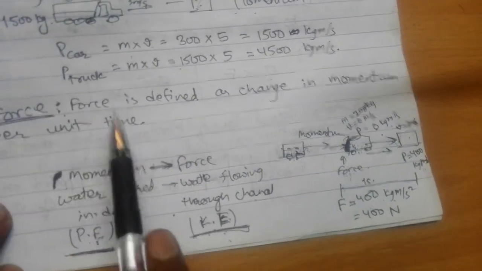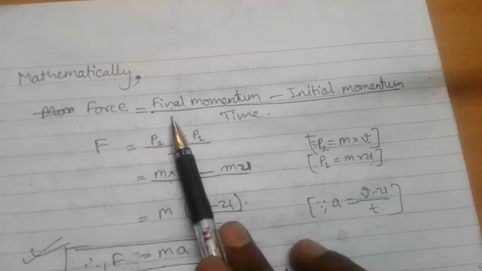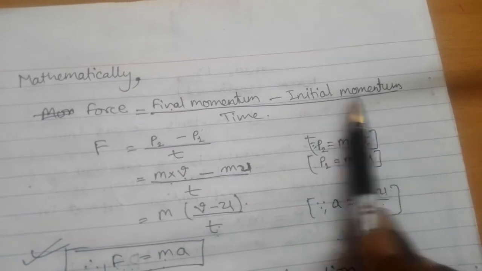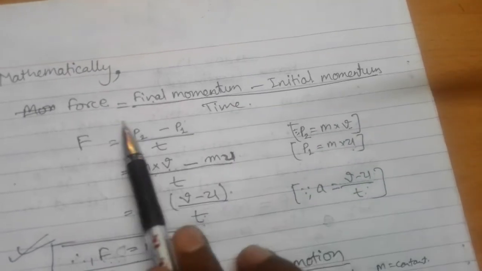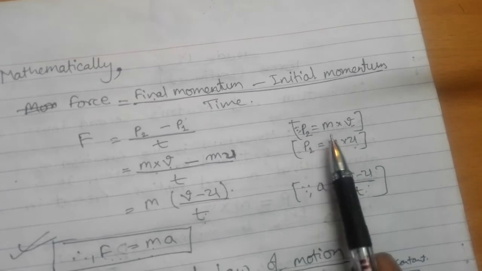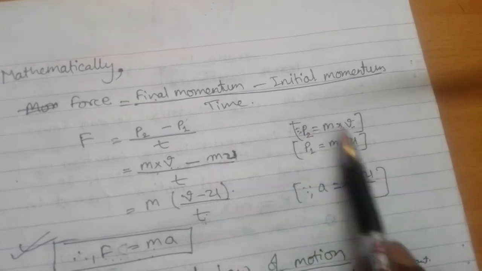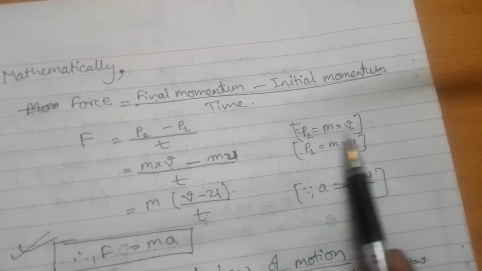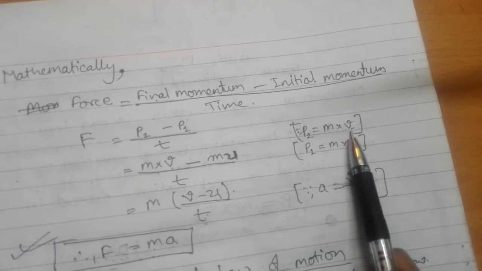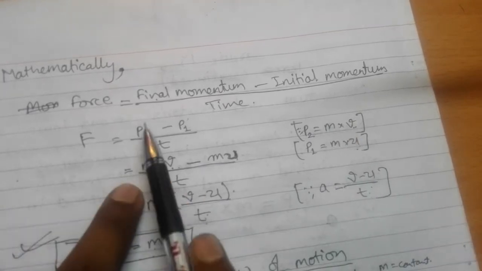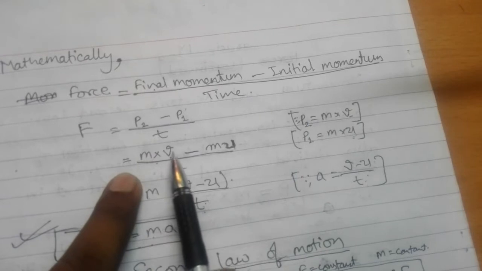So according to this definition, force is calculated by final momentum minus initial momentum divided by time. And momentum means mass into velocity, and since final velocity is indicated by v, its final momentum would be m into v, and we have placed here p2, or final momentum, equals m into v.